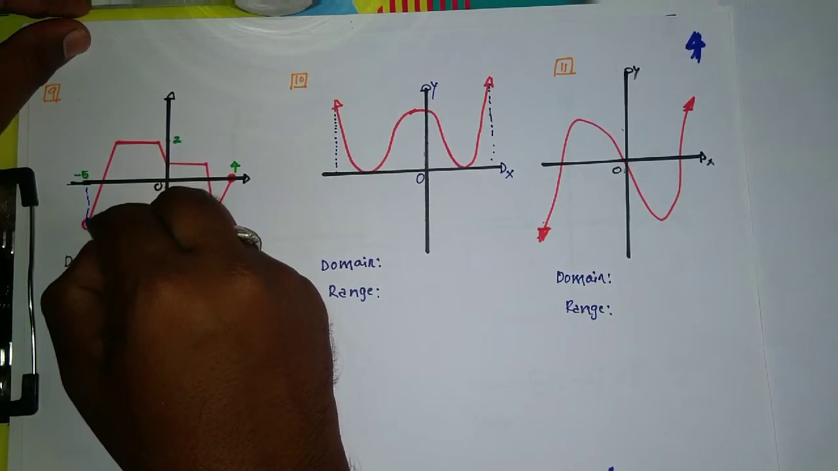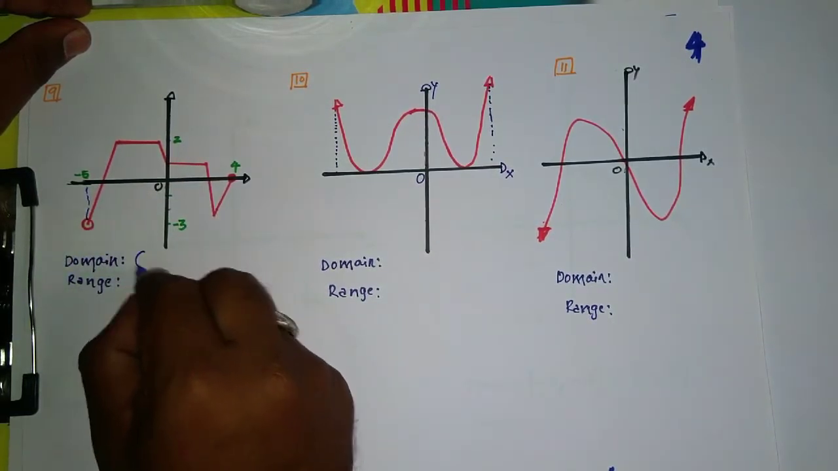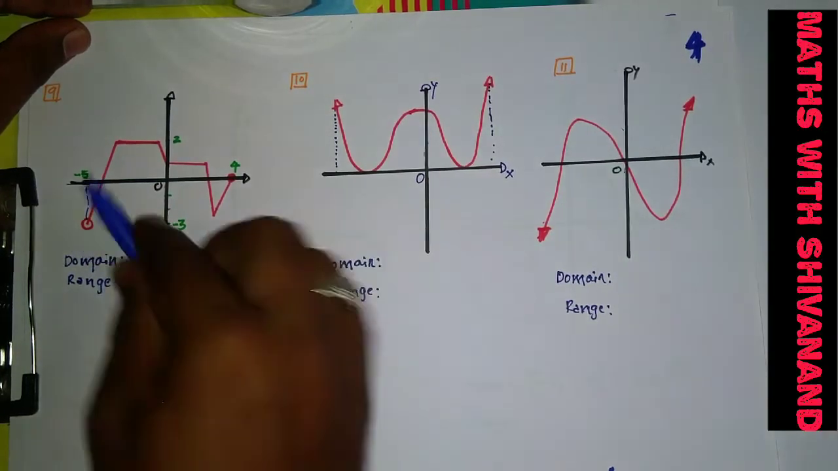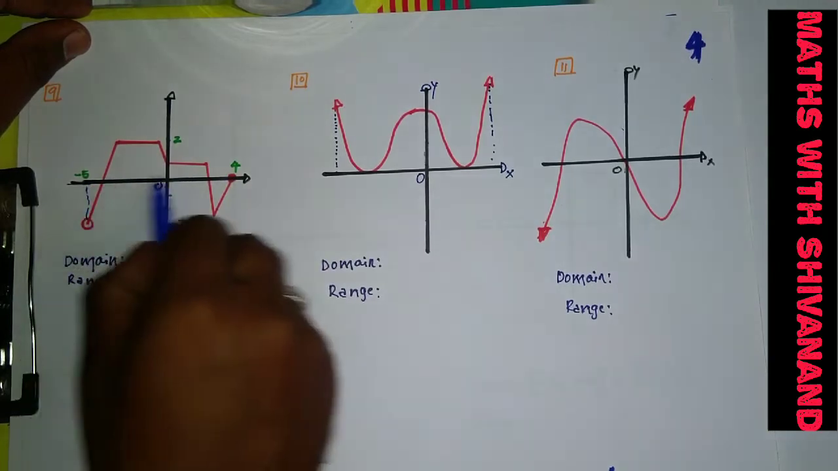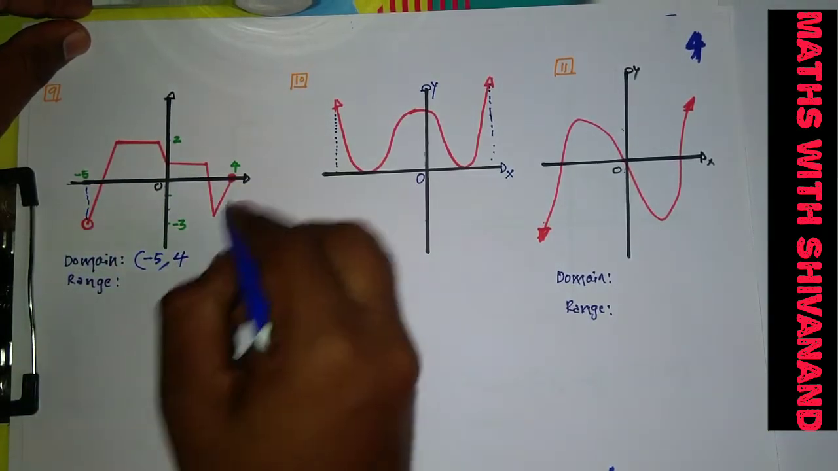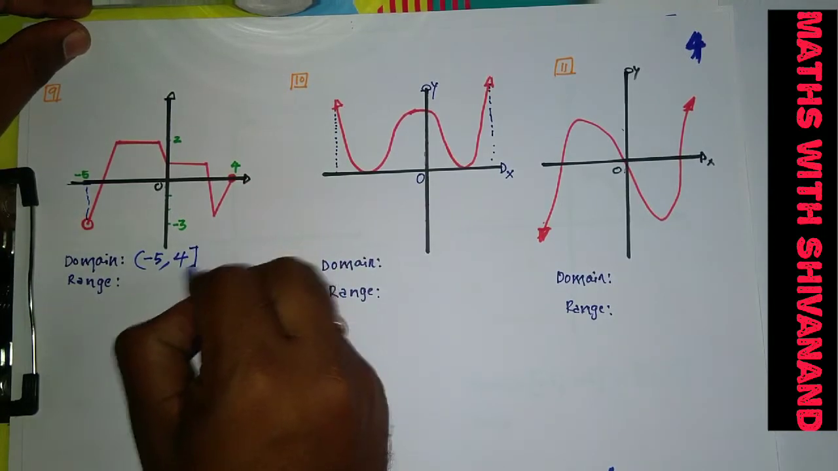Here we will be having -5, but for -5 we will be having what here? The open dot here. So -5 should be open. -5 to what here? -5 to 4. 4 should count here because 4 is having the closed dot here. -5 to 4.